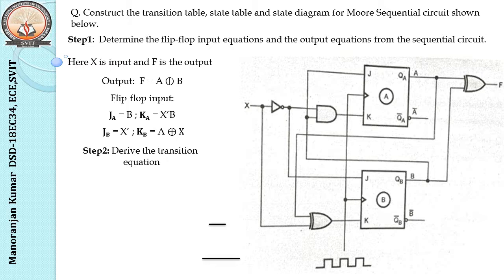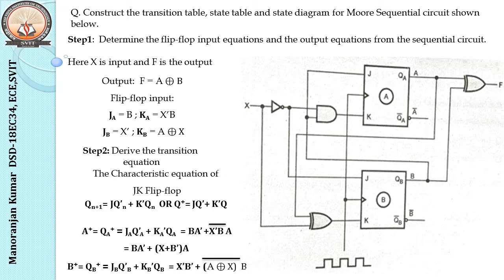Okay. So next up we'll derive the transition equation. This transition equation is nothing but the characteristic equation of the JK flip-flop that we have already derived in the third module, which is given by the next state expression, Qn plus 1 is equal to J Qn bar plus K bar Qn. For simplicity you can write it with the plus symbol indicating the next state and Q indicating your present state. So Q plus can be written as J Q bar plus K bar Q.